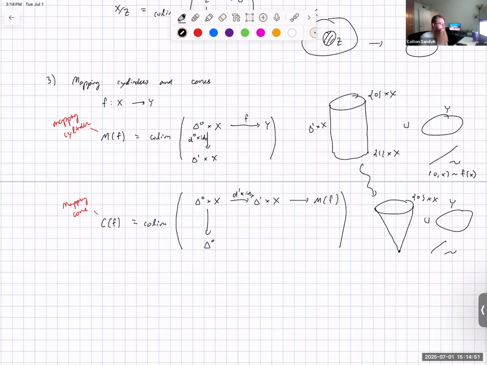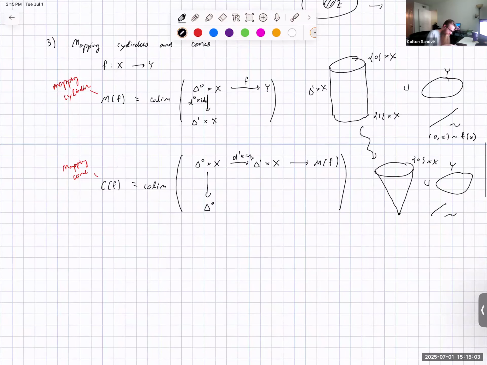Okay. Now, are we ready to do something more unique to simplicial sets? Okay, good.